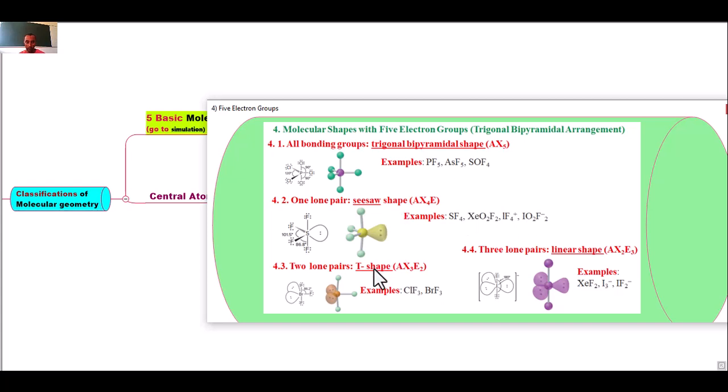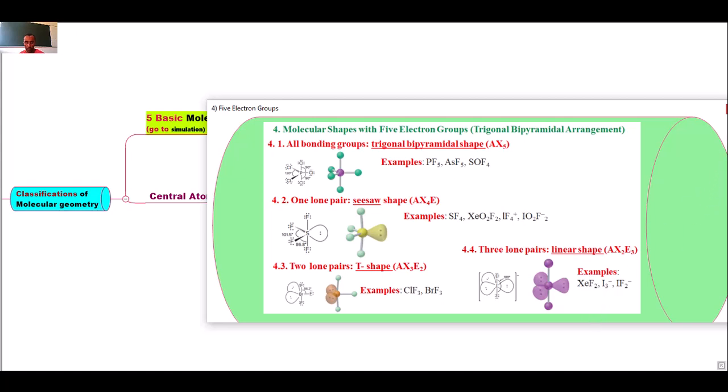And if a central atom is surrounded by 3 atoms and there are 2 lone pairs on the central atom, this shape is T-shaped. You can take this example. And the fourth one, if the central atom is surrounded by 2 atoms and 3 lone pairs, E is lone pair, and this shape is considered linear shape. You can take this example.